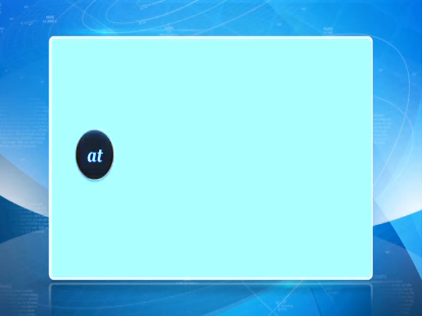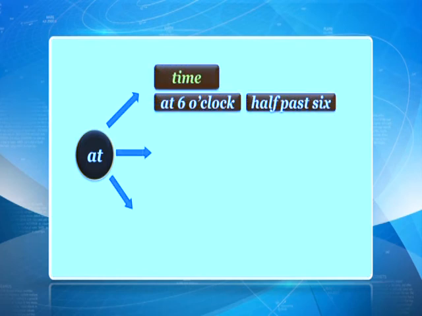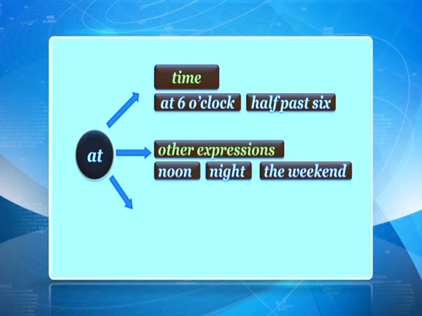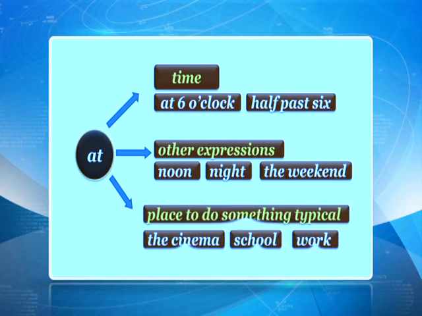Okay, still we have at. We use at when we refer to time. At 6 o'clock, at 6:30. Also, we use at with other expressions. We say at noon, at night, or at the weekend. Place to do something typical. We say at the cinema, or at school, or at work.